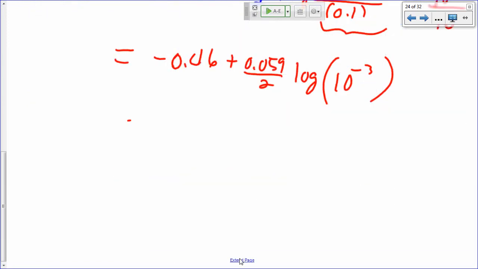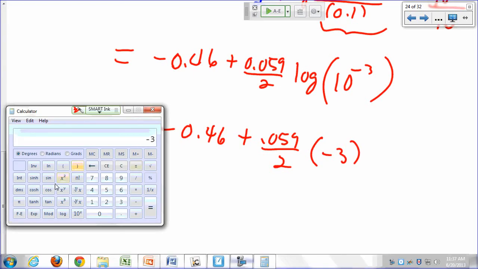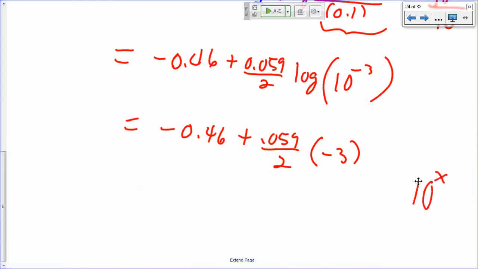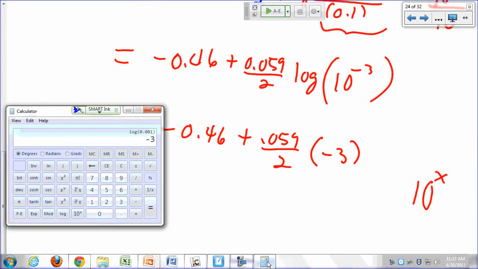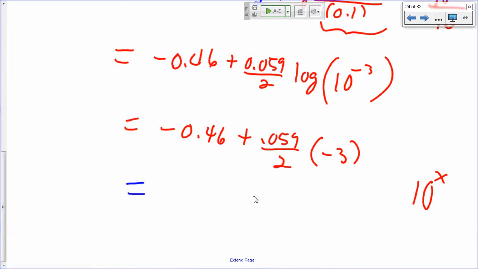What's the log of 10 to the negative 3? It's negative 3. Take the log of 1 times 10 to the negative 3, it's negative 3, okay? The log of 10 to the x is x. So this gives you how much? Negative 3 times 0.059 divided by 2. That's negative 0.0885.